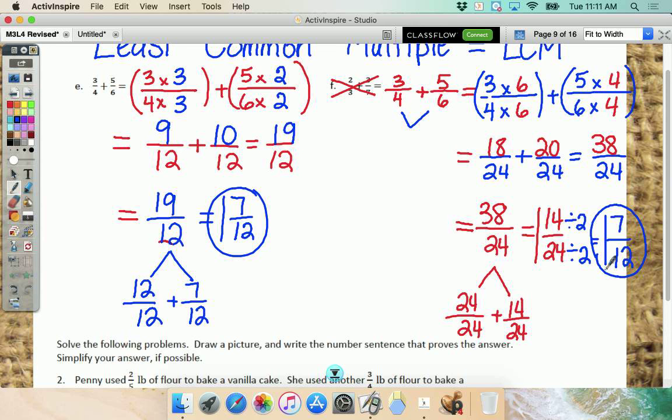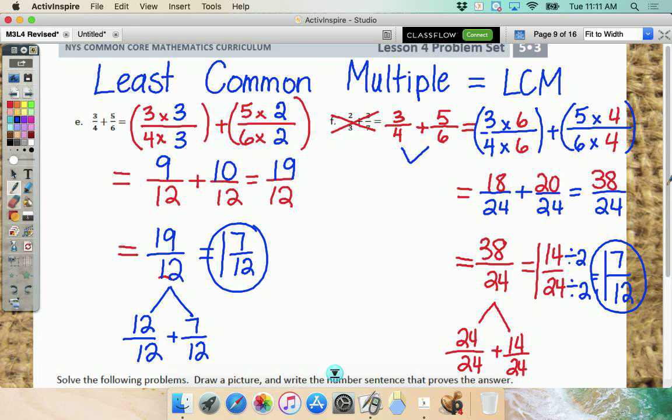Now do I have the correct answer? Yeah. Okay. So neither one of these is better than the other. One of them you just don't have to simplify. See how I simplified it before I circled it? Over here I didn't have to do that because I chose my lowest common denominator.